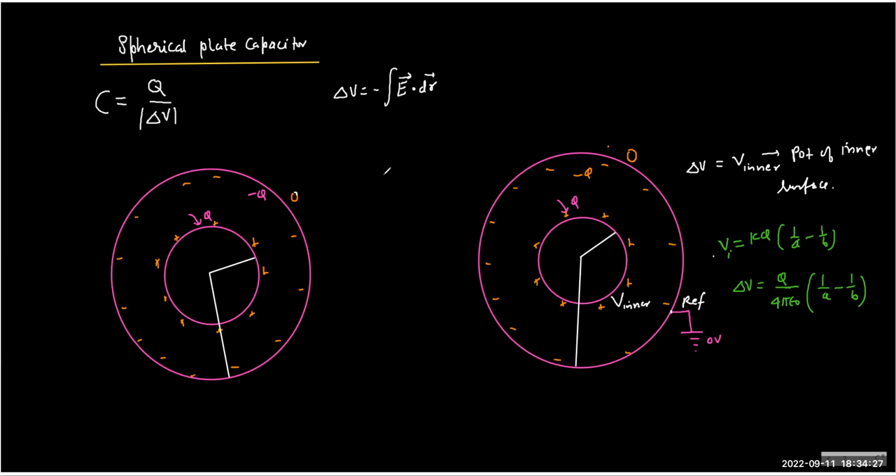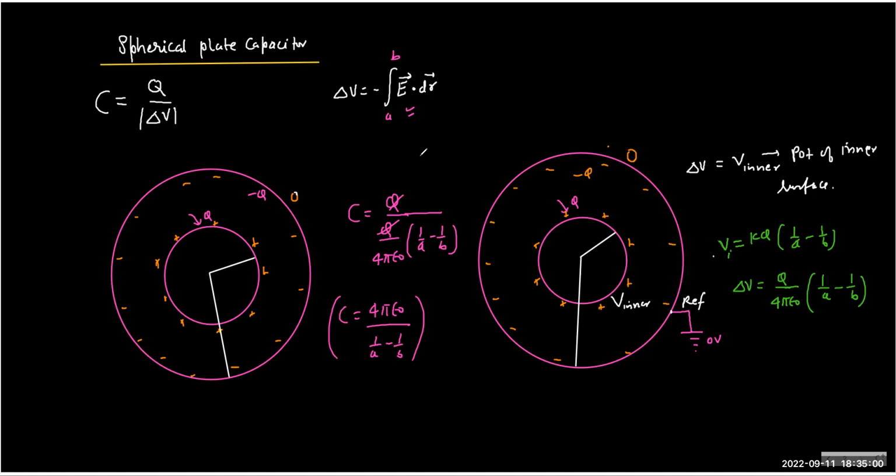And therefore the capacitance equals to... By definition, we know it's Q by delta V, which we can write as Q by Q by 4 pi epsilon naught (1 by A minus 1 by B). Q gets cancelled, so C becomes... Now, can you do it by the Gauss law and using this relation, or integrate from A to B?